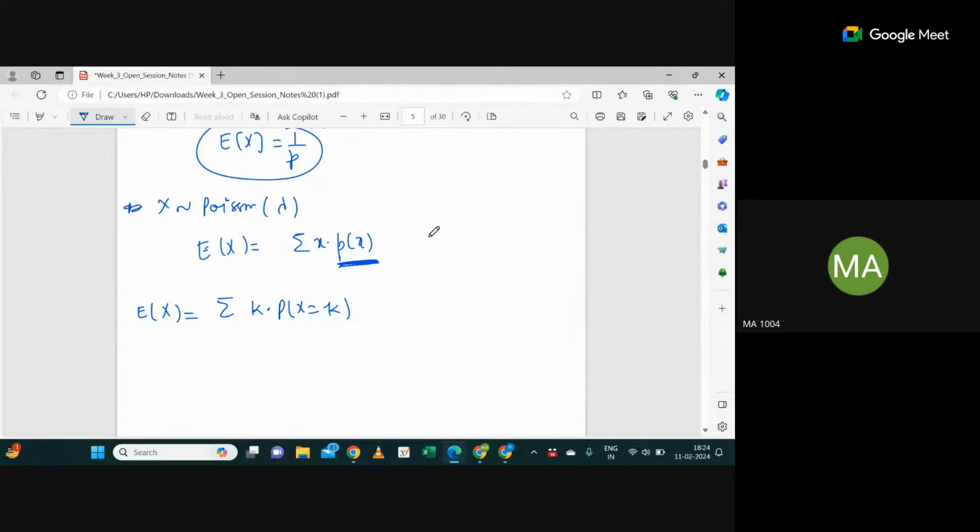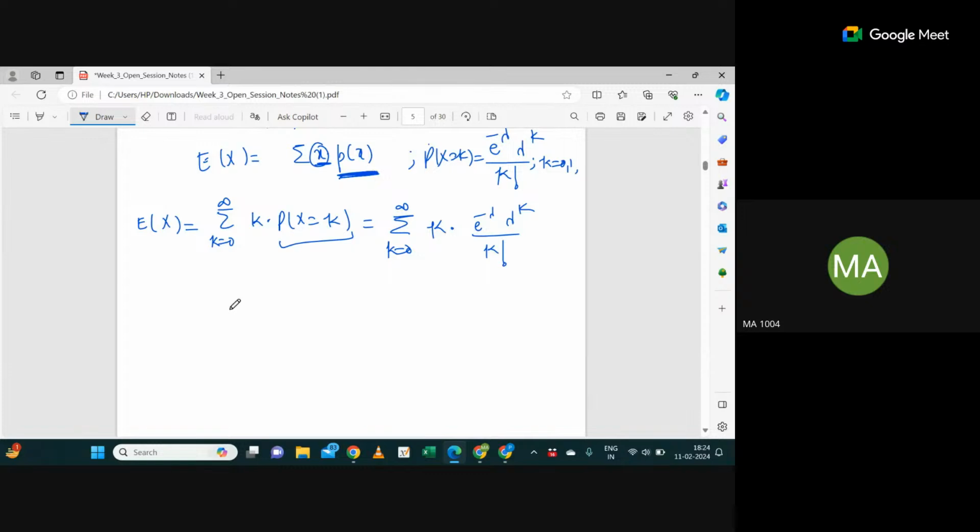And what is the PMF for the Poisson distribution? It is e raised to power minus lambda, lambda raised to k, divided by k factorial. The range of k is from 0 onwards, so k is equal to 0 to infinity. Small x is just one value of your random variable, so the probability x equal to k is e raised to power minus lambda, lambda to the k, divided by k factorial. Now, e raised to power minus lambda I can take outside of the summation, because it is a constant here.